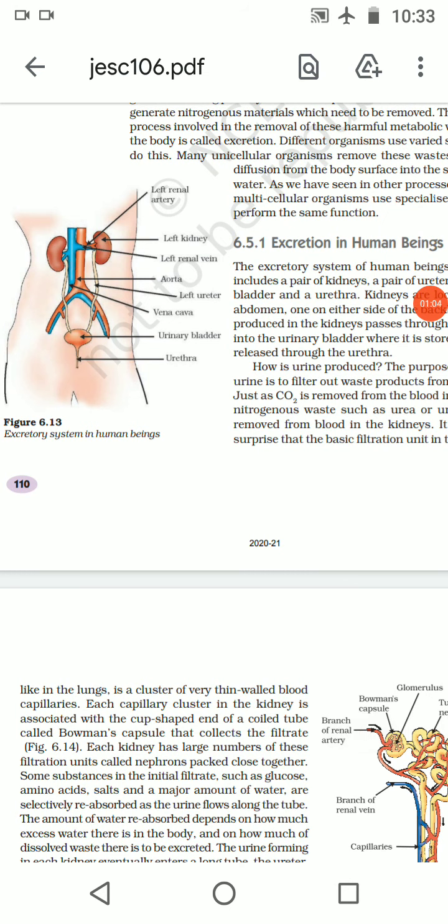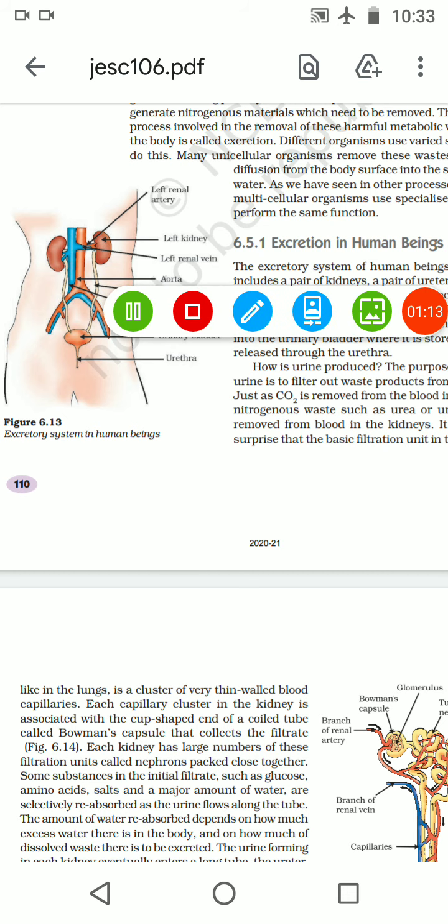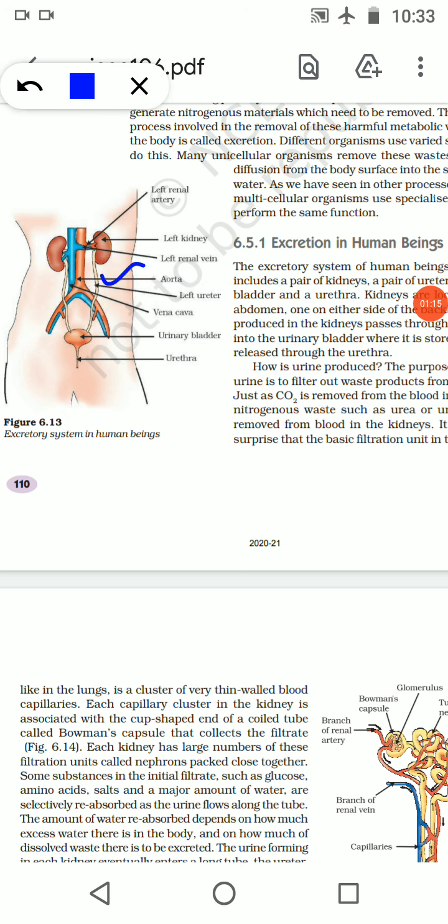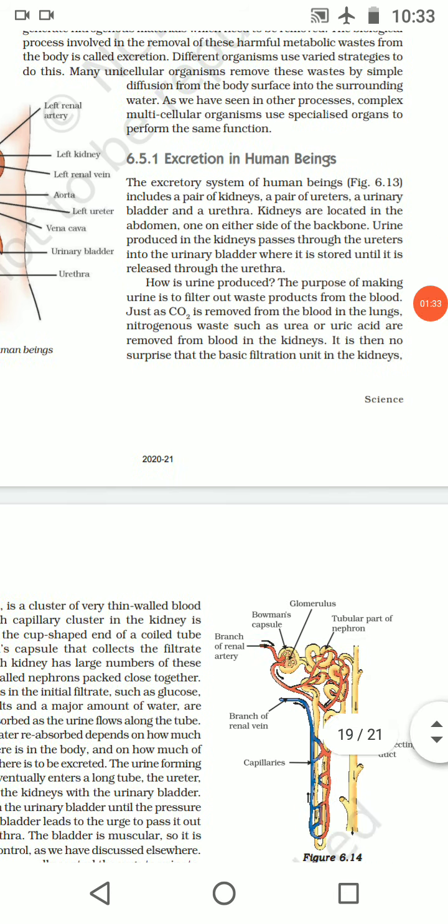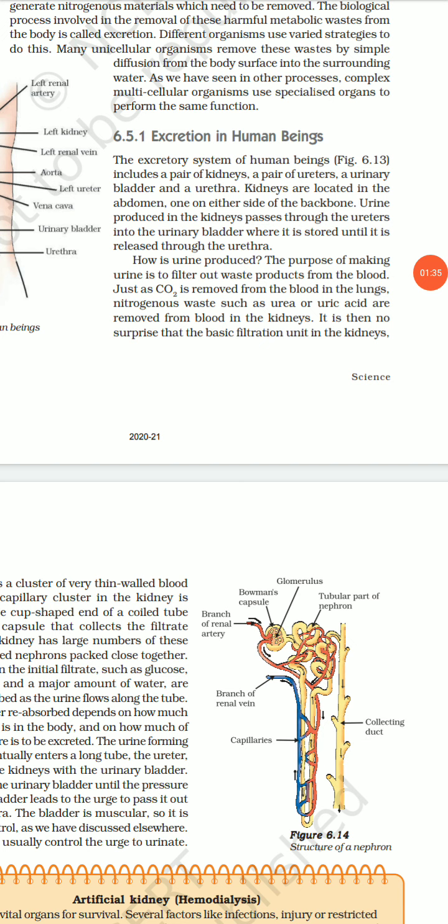It is on either side of the back. Whatever filtration is happening in the kidney, the urine will move through the ureter and then reach the urinary bladder. Once it reaches the urinary bladder, it will keep on storing the urine, and once the pressure gets created, it will pass out through the urethra.